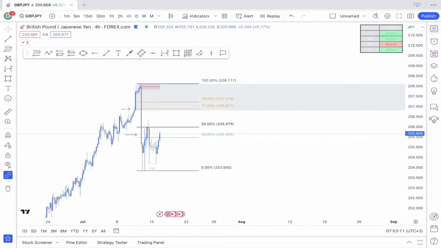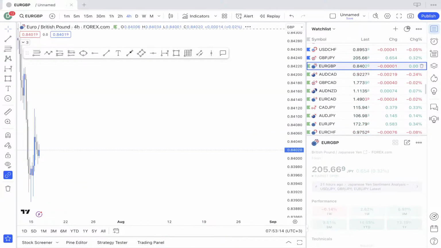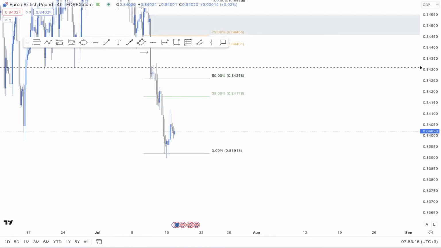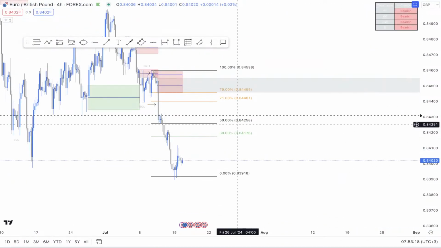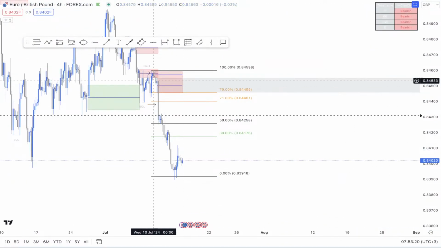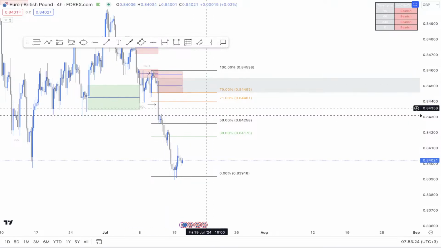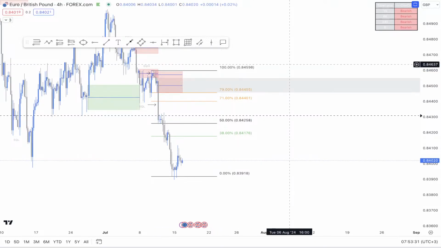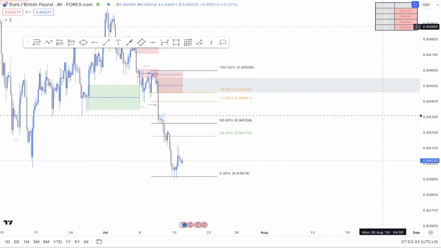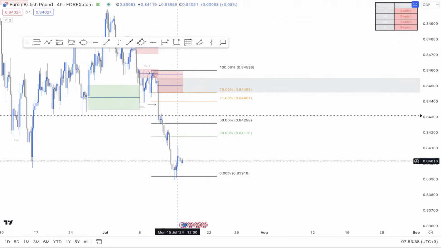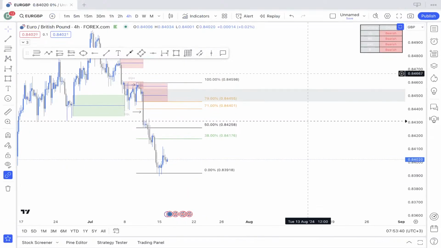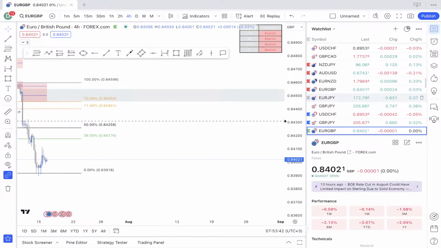Next up, we have Euro JPY. Right here we have a textbook break towards the downside. Before the break, liquidity was swept as well right here by the wicks. We have an unmitigated order block lining up with this bearish trader order block, and they are both lining up with the premium area of this bearish range. The trader graph is fully bearish, which is great. And now we want to wait for a corrective pullback towards our fire zone.